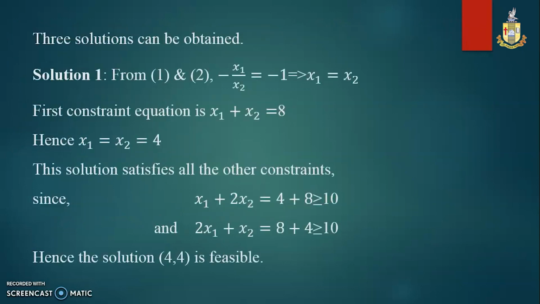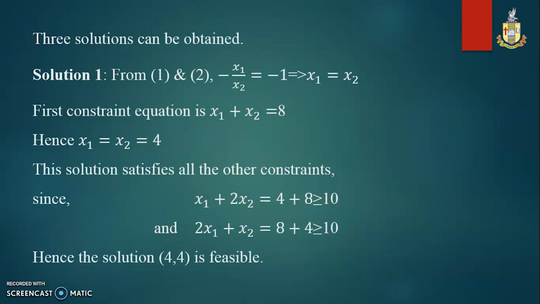Three solutions can be obtained. Solution 1, from equations 1 and 2, we get minus x1 by x2 is equal to minus 1. That implies x1 equal to x2. First constraint equation is x1 plus x2 equal to 8. And we are having x1 equal to x2. From these two equations, we get x1 equal to x2 and both are equal to 4. This solution satisfies all the other constraints.